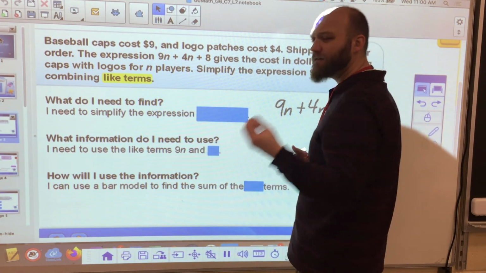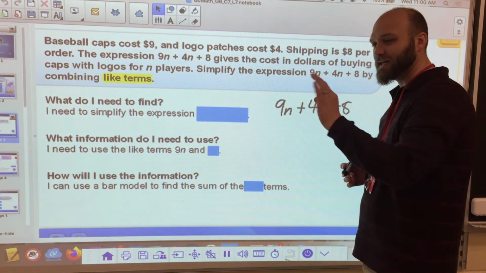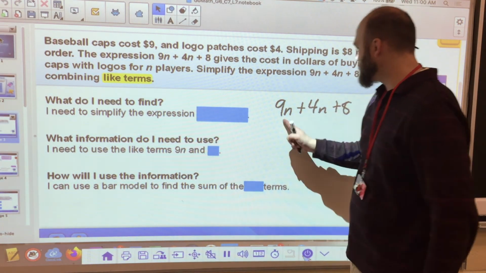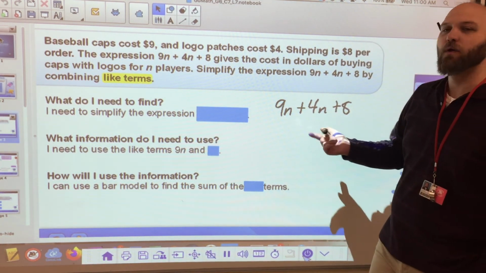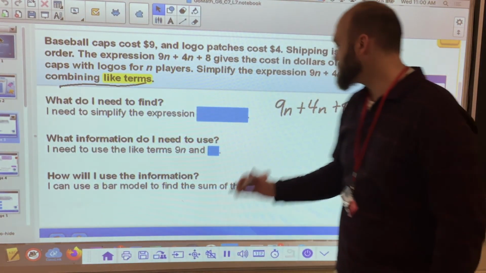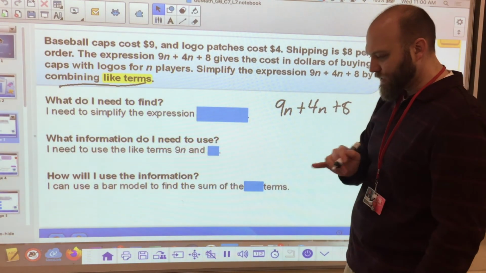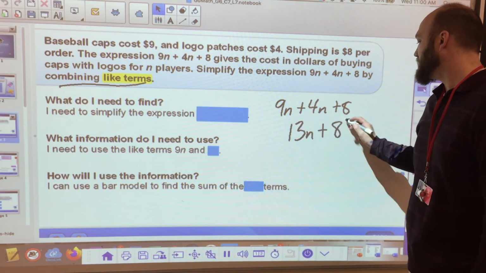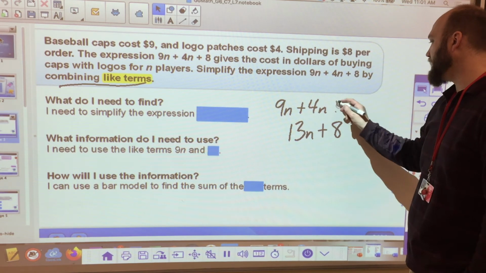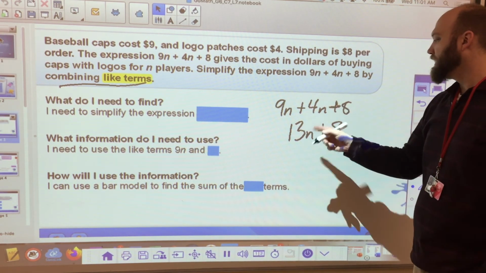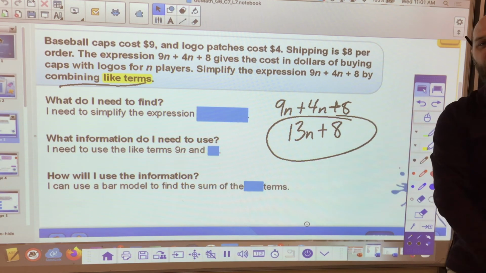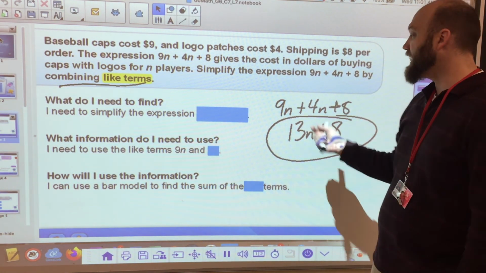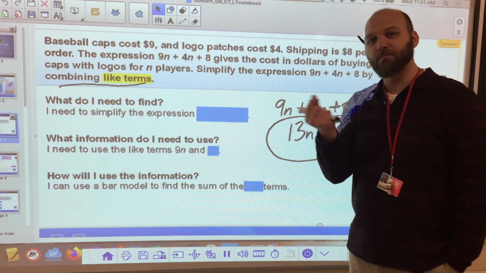From there, I know that every single hat I buy is $9, and every hat needs a $4 patch. Well, we can clean this up and just say, what things can go together? We're going to combine like terms. And I would see that 4n can go with 9n, and that gives me 13n plus 8. 13n plus 8 is my answer. So when I'm combining like terms, that's all I'm doing. I'm not solving for n yet. I just want to get it together. So I take this long equation and simplify it.